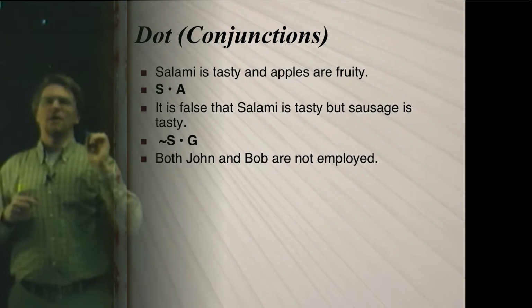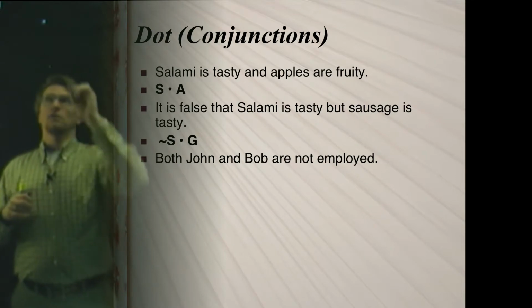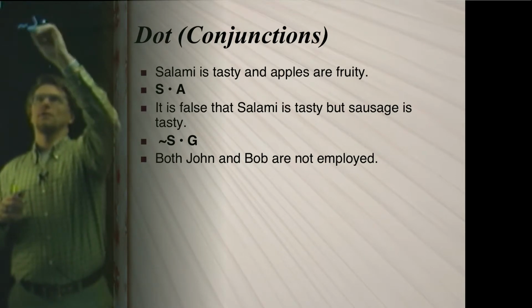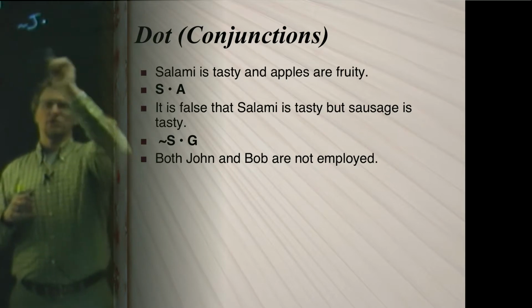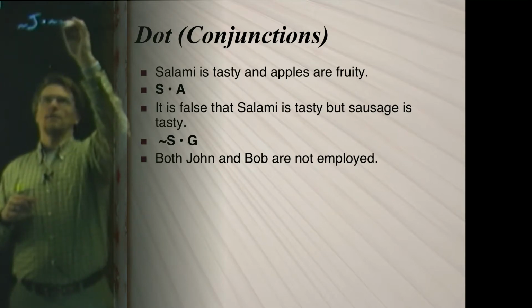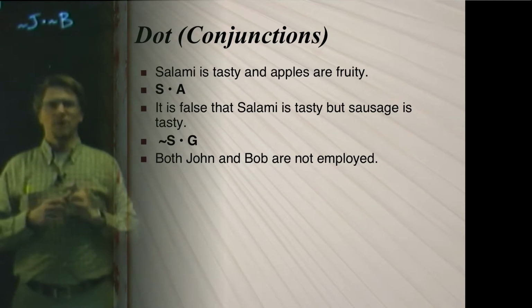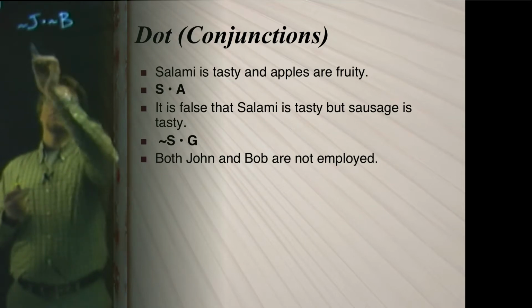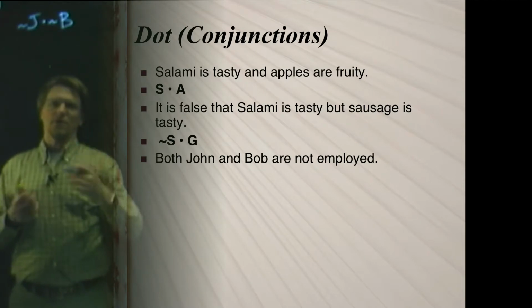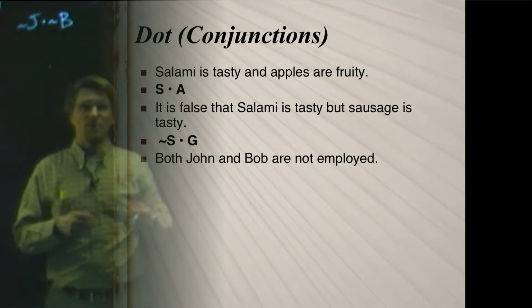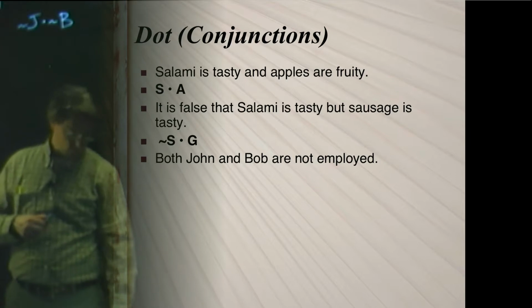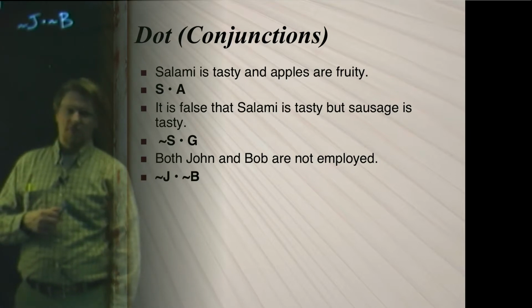Going to have a dot, and so we have John. We know John is not employed, so we're going to have tilde J, and then also know that Bob is not employed. So this would say both John is not employed and Bob is not employed. In other words, both John and Bob are not employed. See that reflected here as well.